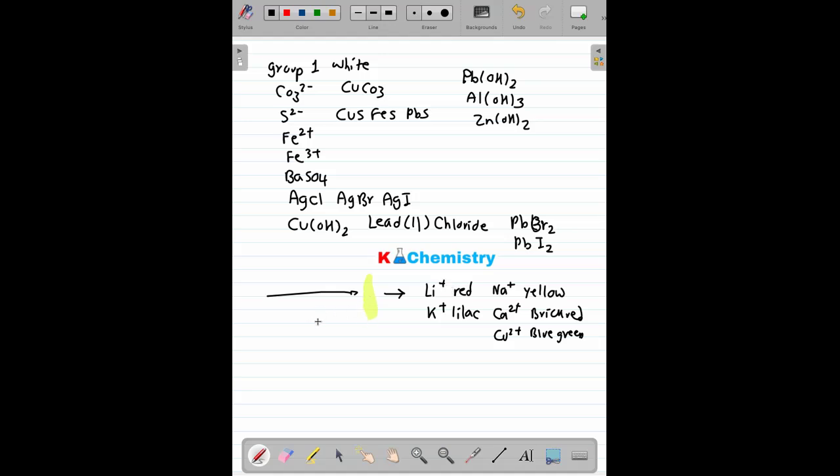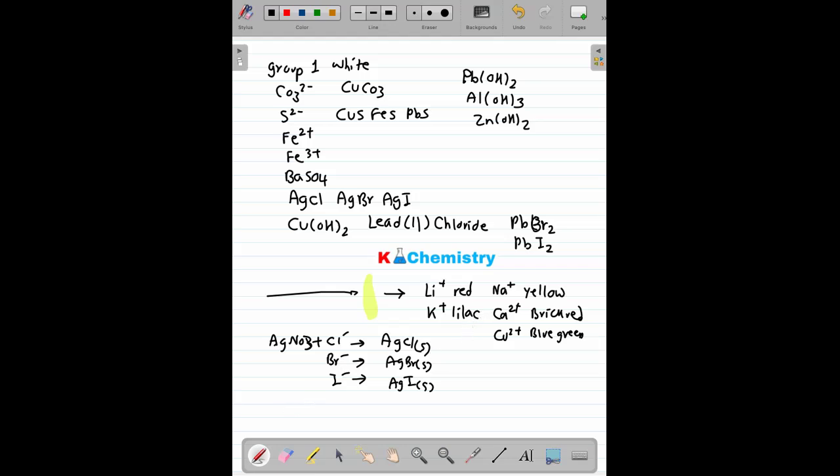The test for halide ions uses silver nitrate followed by ammonia. So silver nitrate added to chloride will form a white precipitate. To bromide, it will form a creamy precipitate. Iodide will form a yellow precipitate, of silver chloride, silver bromide, silver iodide solids. And you need to know how to write the equations of these.